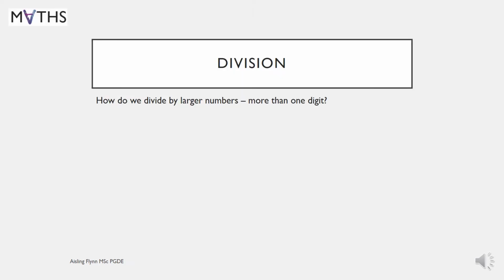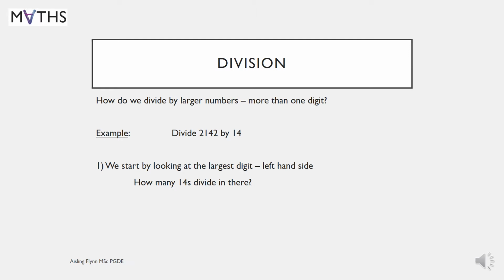How do we divide by larger numbers? What about if we're dividing by more than one digit? For example, divide 2,142 by 14. Again, we'll start by looking at the largest digit that's on the left-hand side. How many 14s divide in there? We then subtract the amount that will go fully in, and we will have a remainder maybe. Remainder means what is left over. And then you include the next digit to the right, and then we repeat. So the process can be seen in the next video.